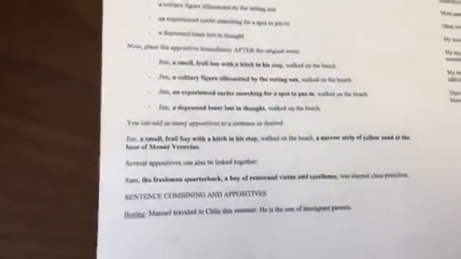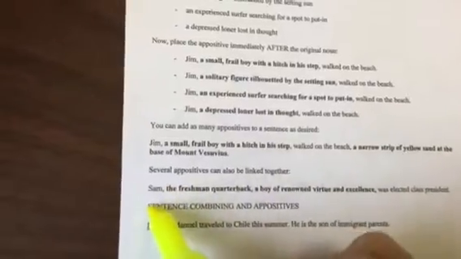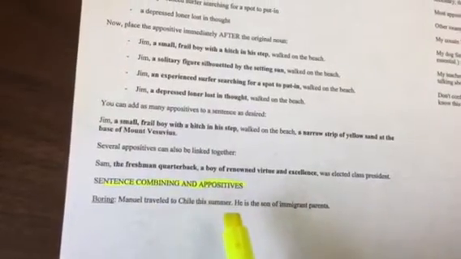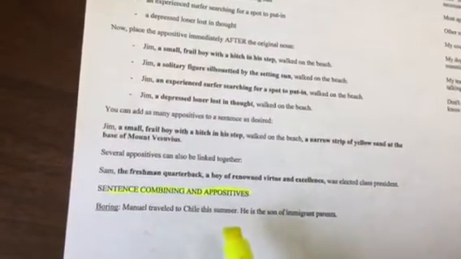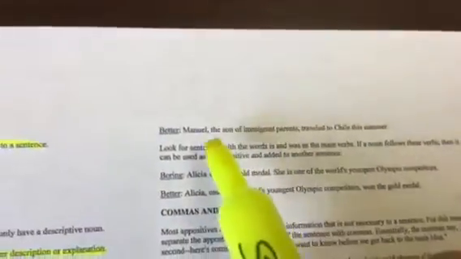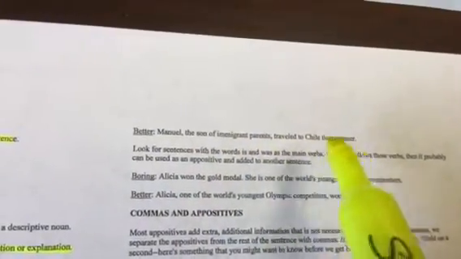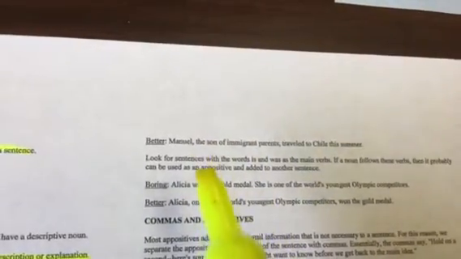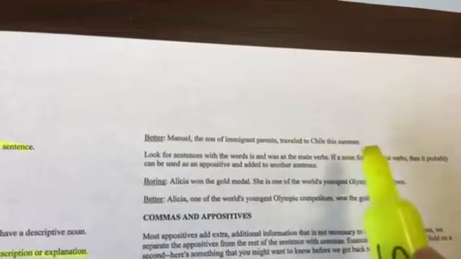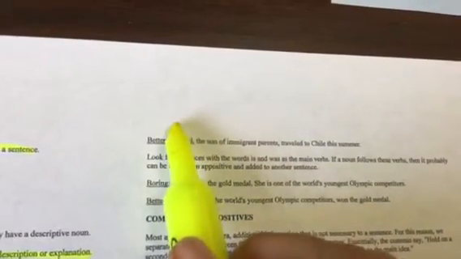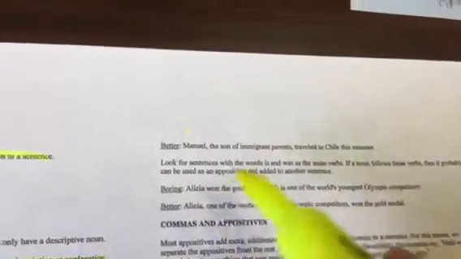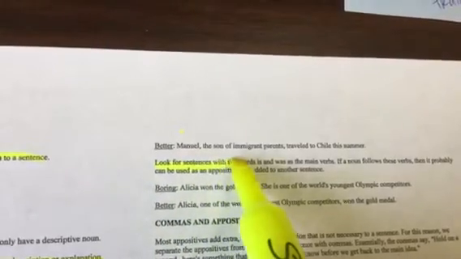We can also use appositives for sentence combining. Oftentimes we'll have, Manuel traveled to Chile this summer. He is the son of immigrant parents. Easily we could combine those two sentences and say, Manuel, the son of immigrant parents, traveled to Chile this summer. I could take out the son of immigrant parents, and it still makes sense, right? Manuel traveled to Chile this summer. I could take out Manuel, the son of immigrant parents, traveled to Chile this summer. Still makes sense, right?